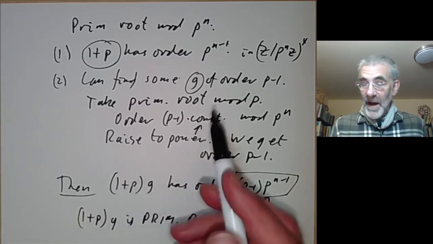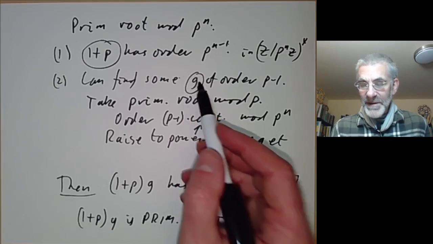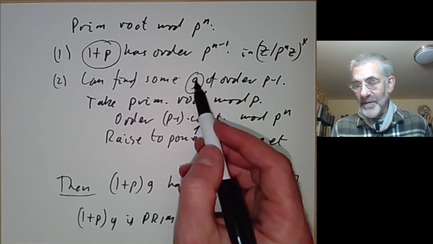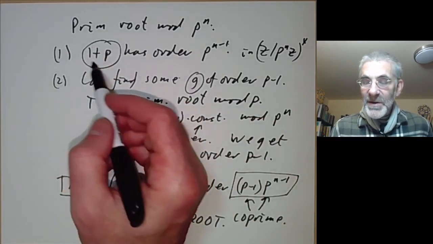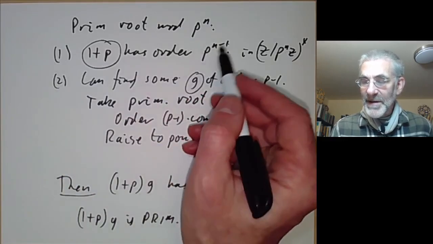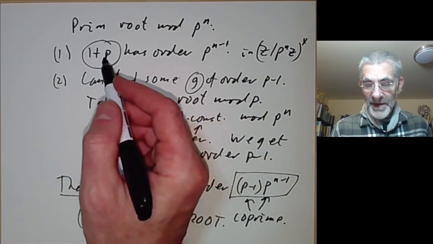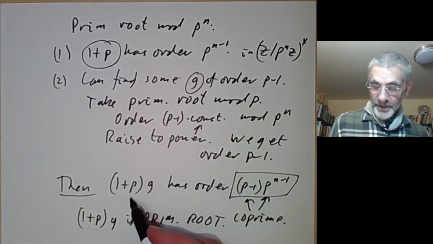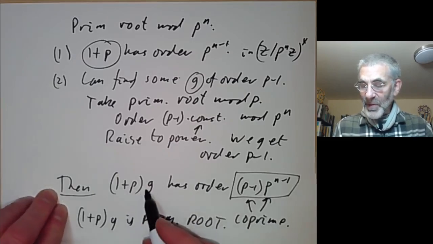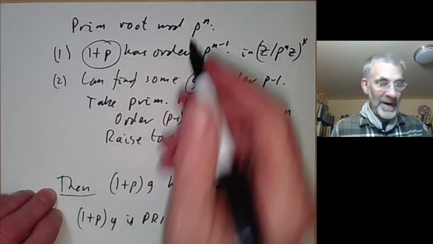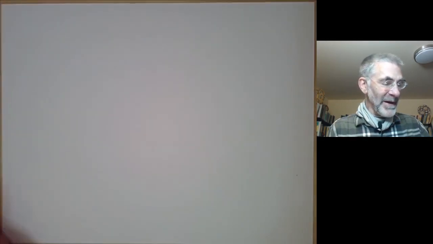You notice that the hard part is in some sense finding a primitive root modulo p. So there's no easy way to write down a formula for a primitive root modulo p that I know of. But it's easy to write down an explicit element of order p to the n minus 1. It's just 1 plus p. And of course, there are lots of others. And from this, we can lift our primitive root modulo p to a primitive root modulo p to the n. So that's a sort of sketch of why there's a primitive root modulo p to the n.